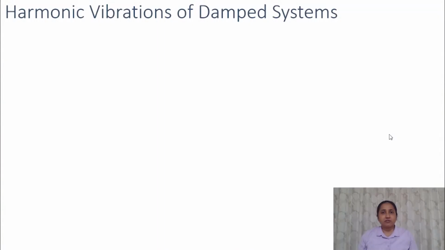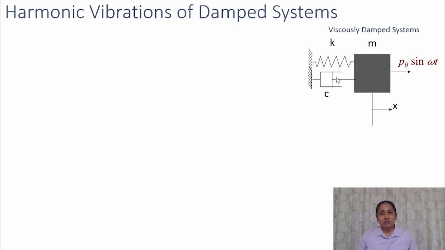Now we will see the harmonic vibrations of damped systems. In free vibrations, we have already seen damped free vibrations, and damping is the property by which the free vibration of a system diminishes with time. Damping is because of many energy dissipation mechanisms present in the system. So now let's look at a viscously damped system.